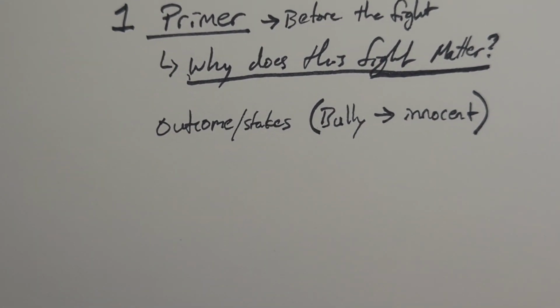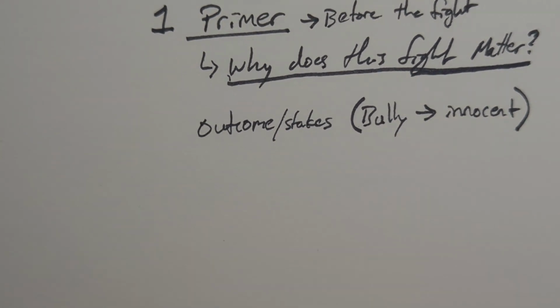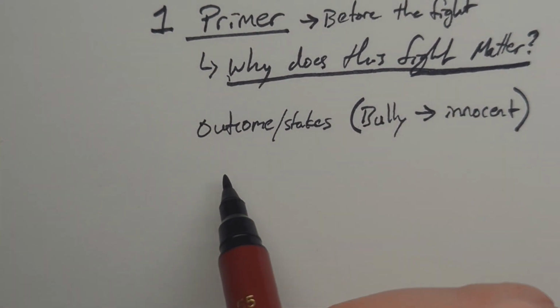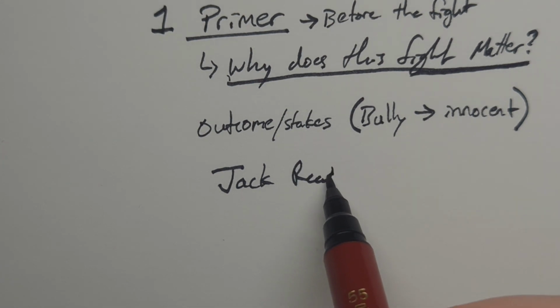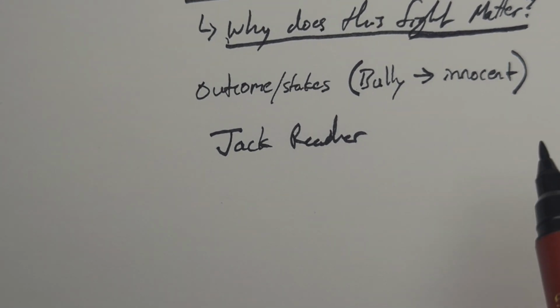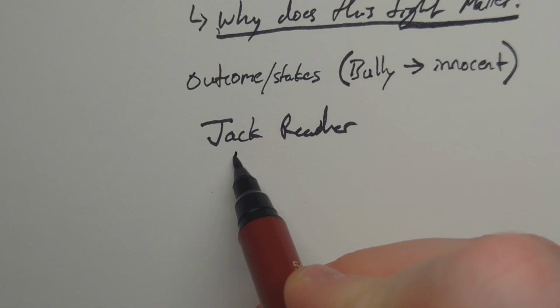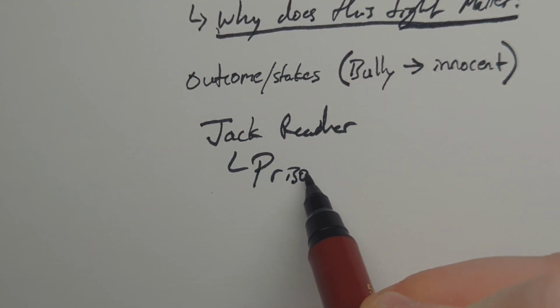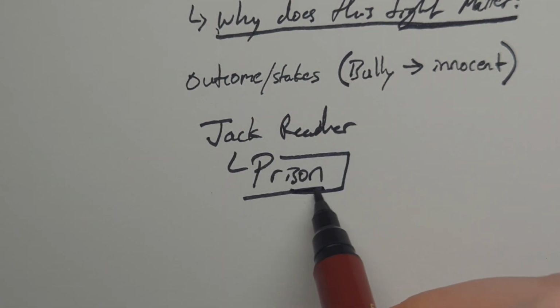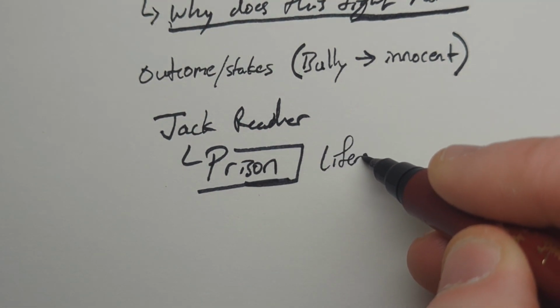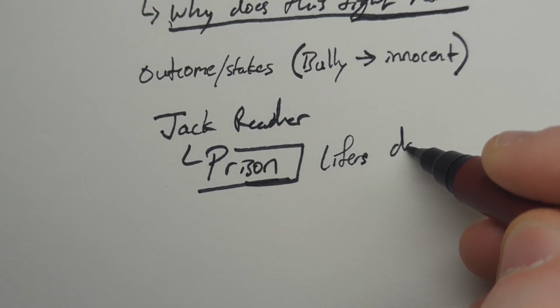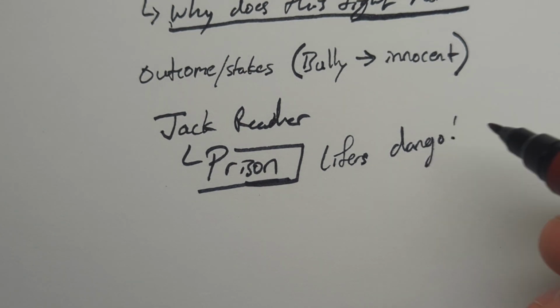Some good examples of this are in Jack Reacher. The one we've got is basically in the prison. He goes to prison, and he's put in with the lifers. These are the guys who are super dangerous.